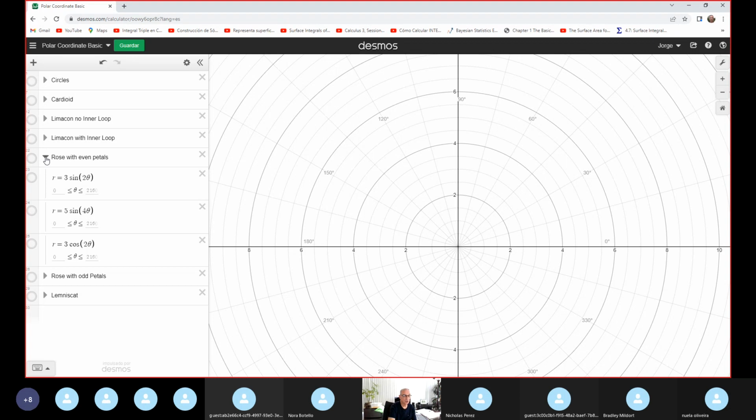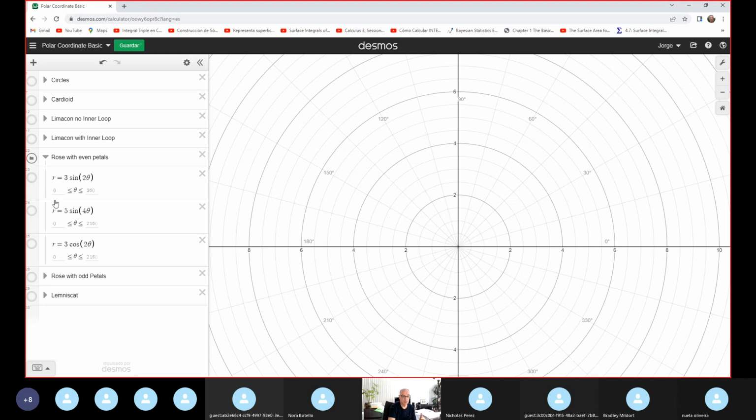Look at the equation. In this equation, we have r equals 3 sine 2 theta, a double angle. In this case, the coefficient inside the trigonometric function is even: 2, 4, 6. And you see in the first one, how many petals does that rose have? 4. And where does 4 come from? It's a multiplication. The coefficient is 2 times 2. Always multiply by 2. It's double. So this coefficient is 2.